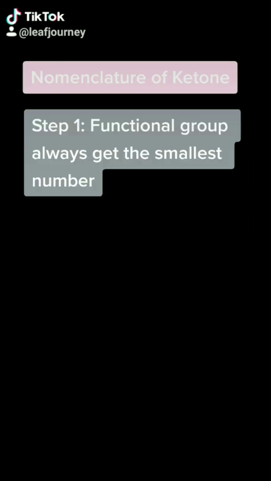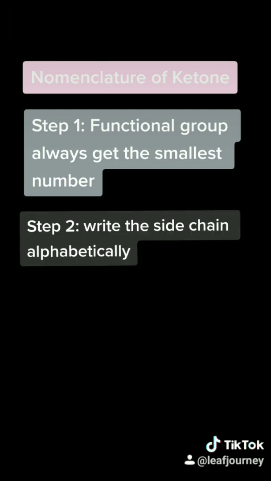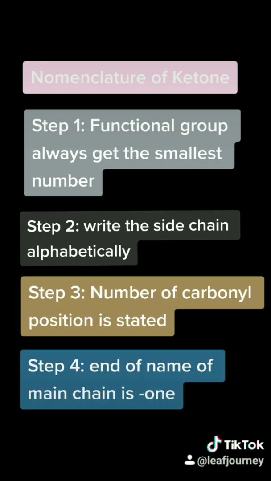Nomenclature of ketone. Step 1. Functional group or carbonyl always get the smallest number. Step 2. Write the side chain alphabetically. Step 3. Number of carbonyl compounds position is stated. Step 4. Main chain should be ended by -one.